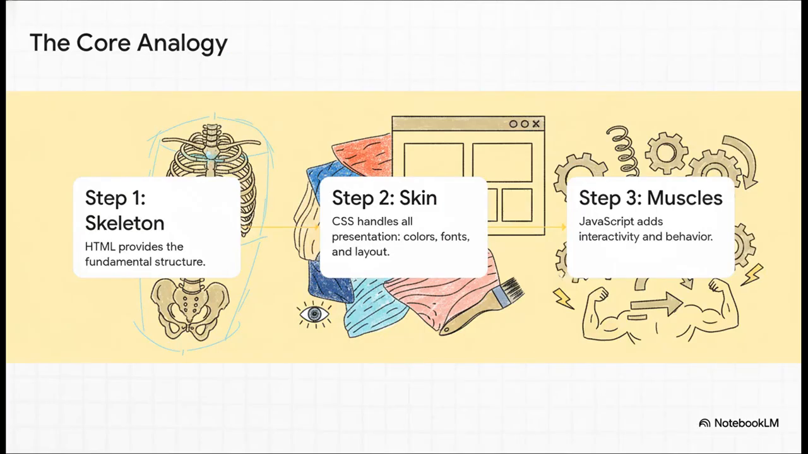And this brings our whole analogy full circle. HTML is the skeleton. It gives the page its shape. CSS is the skin. It's all the paint and clothes that make it look good. And JavaScript, that's the muscles. It's what makes things actually happen when you click a button. Skeleton, skin, and muscles. You need all three.